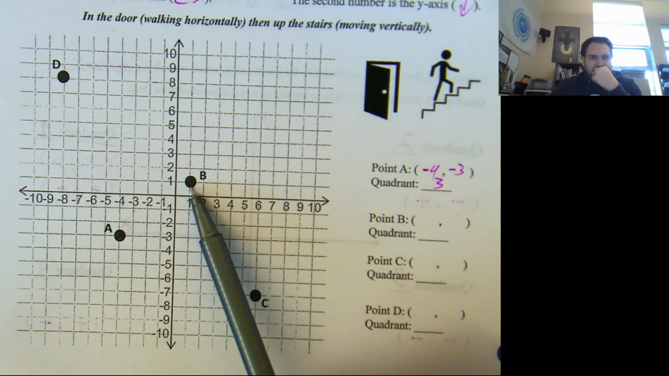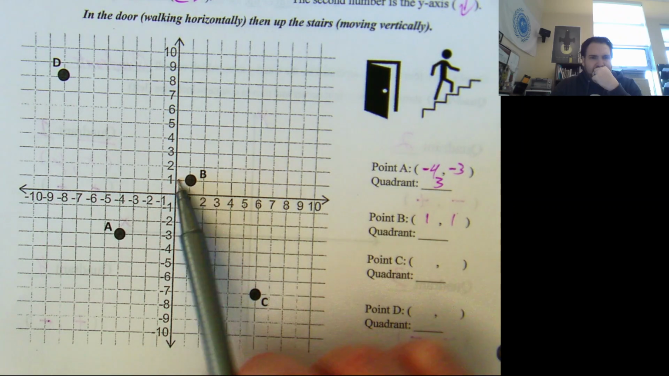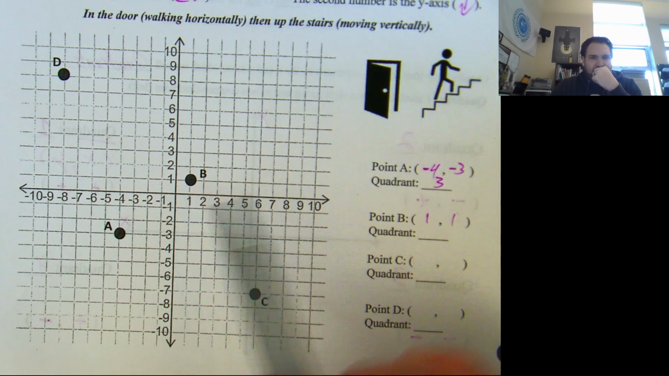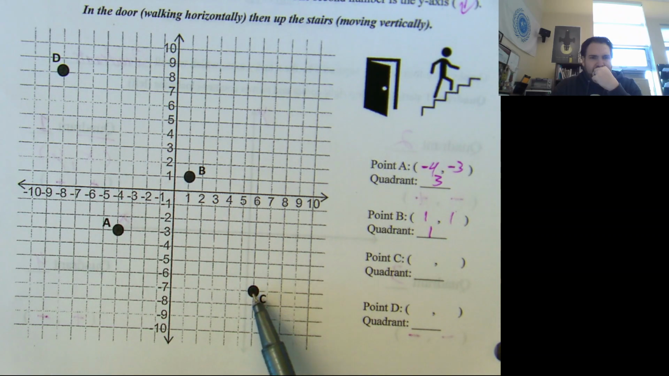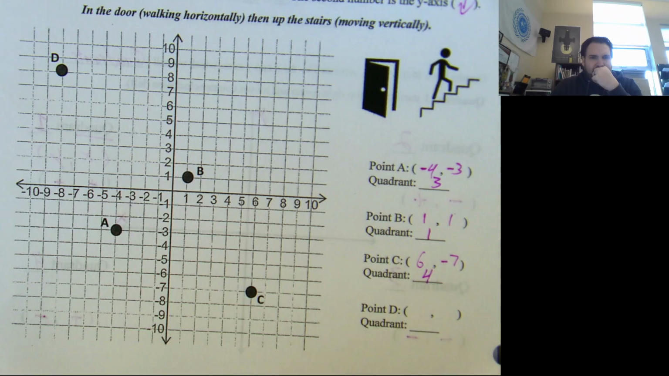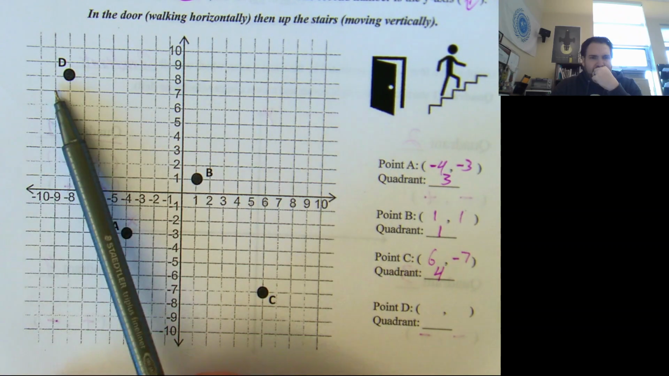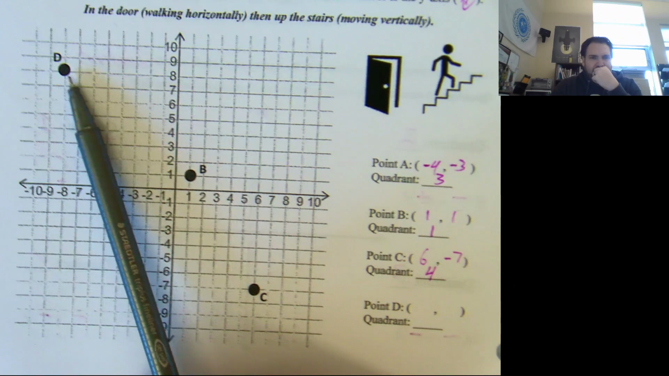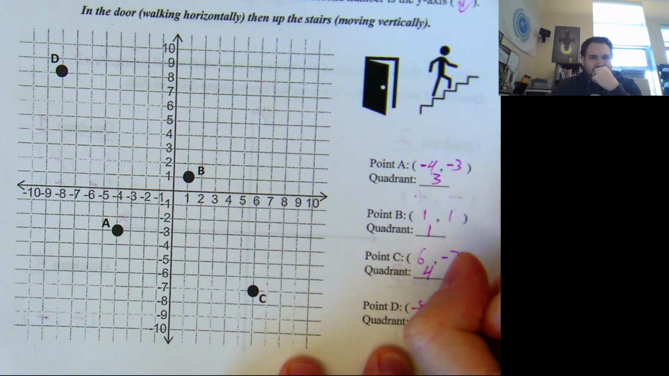Point B, what are the coordinates of point B? Yeah, so 1, 1, good. 1 in the x and 1 in the y, and that's quadrant 1 as well, cool. Point C is down here. What are the coordinates of point C? 6, -7, good, and that's quadrant number what? Love it. And point D, what are the coordinates there? No, hold on, stop. It's not 8, -8, it's -8, +8. And that's quadrant 3.